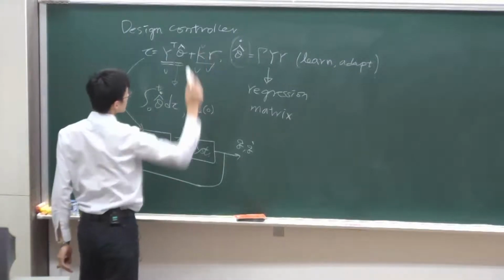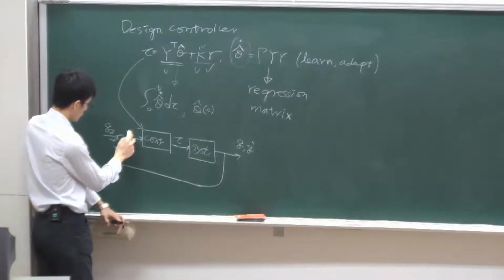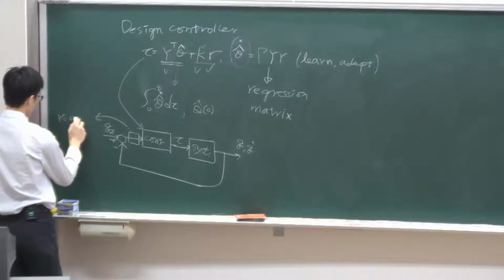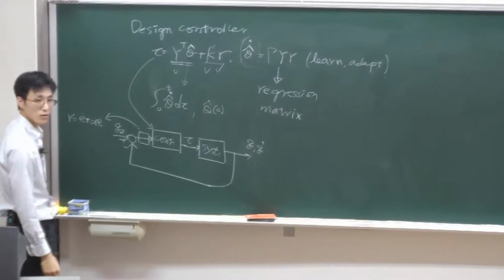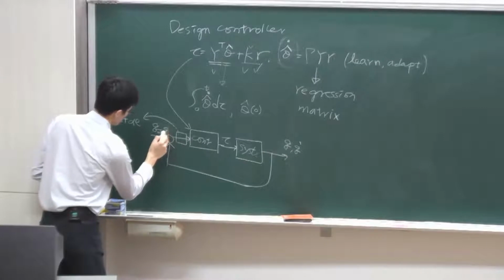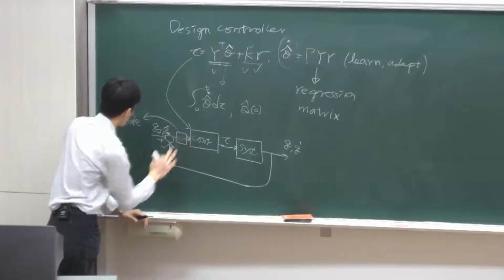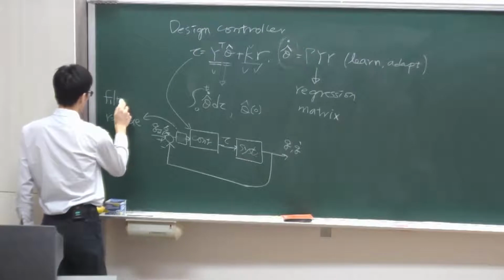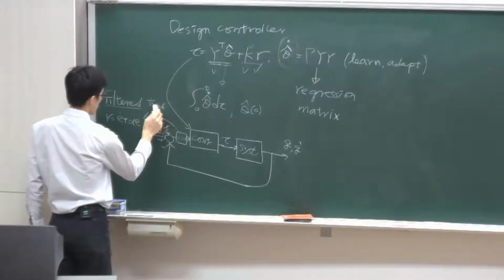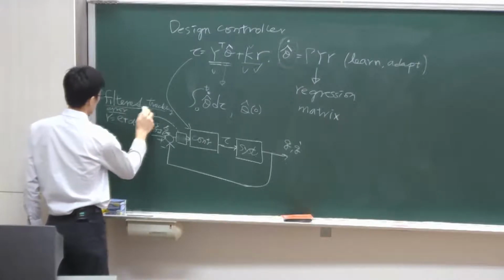So K again is the control gain you can select. R is the filtered tracking error, say R equal to E dot plus alpha E. So you can obtain E dot and E both from here, from Q_D dot. Filtered tracking error.